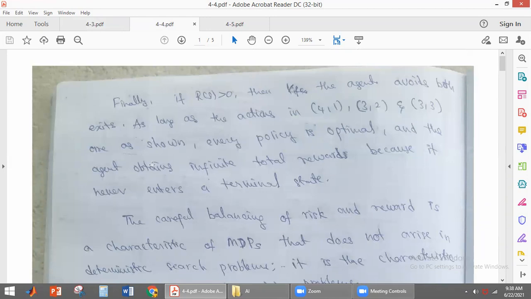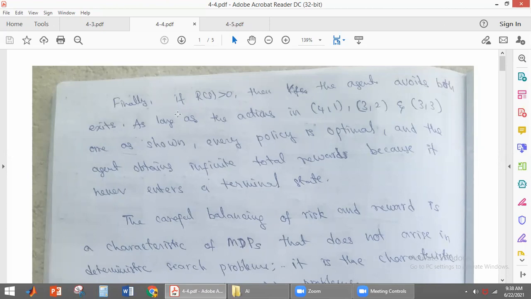So here, if you just see that, the agent avoids both exits. Okay, so the agent obtains infinite total reward. Okay, what is the total reward the agent will be receiving here? Infinite total reward, because the agent never enters the terminal states. Yes or no? So what is the direction there? It is away from the terminal state. That is why the agent never enters the terminal state. So the reward it is receiving will be equal to infinite.